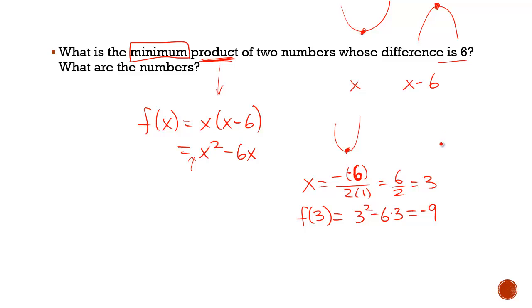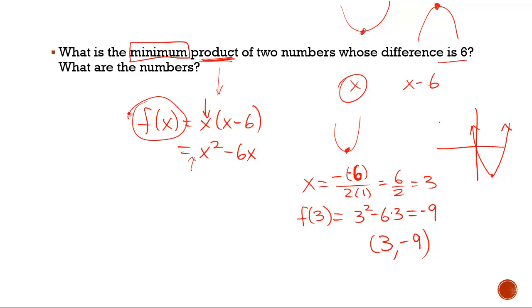So that's the smallest product of two numbers that differ by 6. Now you have to decide, are we looking at the 3 or the negative 9 based on the question? What this tells us is that the vertex is here, and this is all the numbers. Now, what does the x mean? What does the y mean? The x was one of the numbers, and the y was the product. Because they're asking for the minimum product, they're asking for the y. So negative 9 is the minimum product.